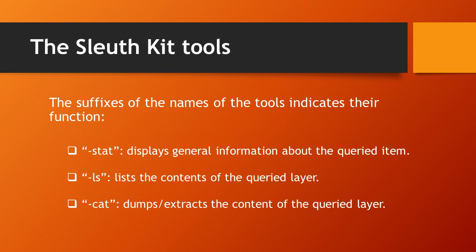Instead, the suffix of the name of the tool indicates the function, and takes the name of the analogous Unix command. For example, stat that displays general information about the queried item, ls that lists the contents of the layer, and cat that dumps the contents of the layer. There are also other tools of the Sleuth Kit that don't follow this naming convention.